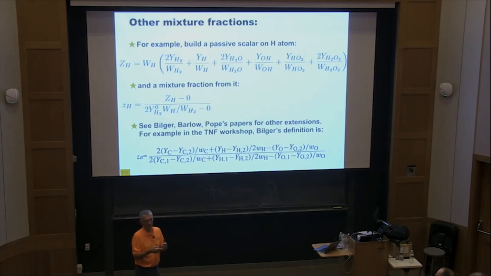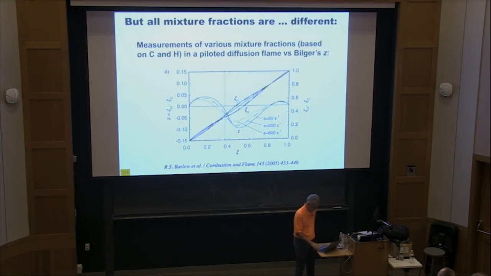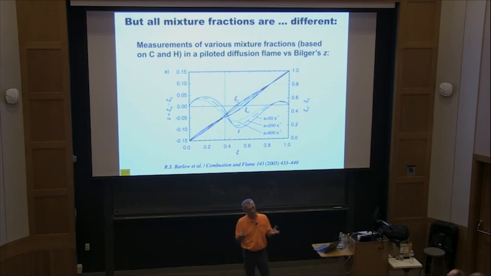But the problem is that you don't know which D, diffusion coefficient, to use, because none of these species diffuses at the same speed. So one of the mixture fractions, which is, let's say, not the best, but probably the best compromise, is what you call the Bilger mixture fraction, which is a combination of C, H, and O, and this is what you will find in most codes. Ultimately, the real problem is that when you plot all the mixture fractions as a function of one mixture fraction, they don't lie on the XY line, and so they differ. So there is not one mixture fraction, and that is the problem.